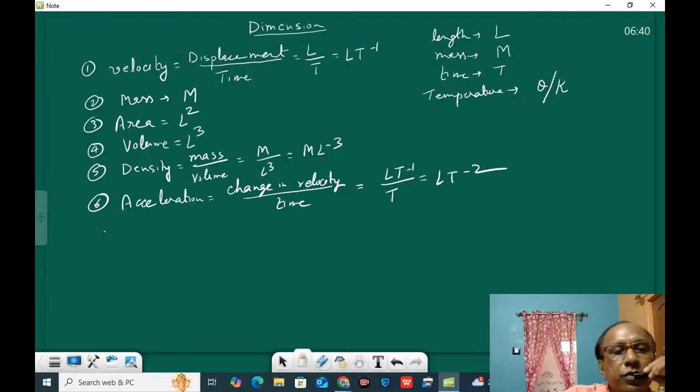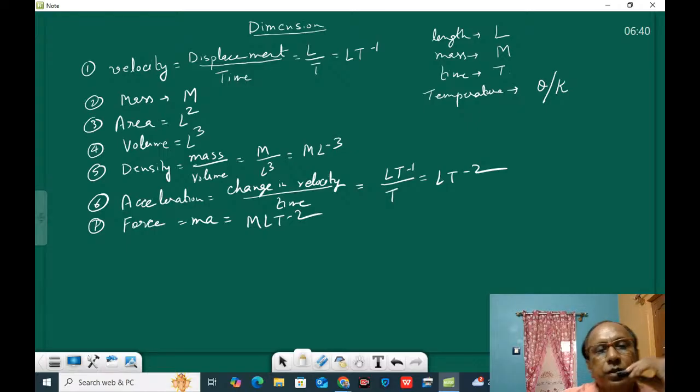If you want to find the force, we know that force equal to mass into acceleration. What is mass? Mass is capital M and acceleration is L T to the power minus 2, so force is M L T to the power minus 2. This is the dimension of force. We can find the dimension of pressure also.